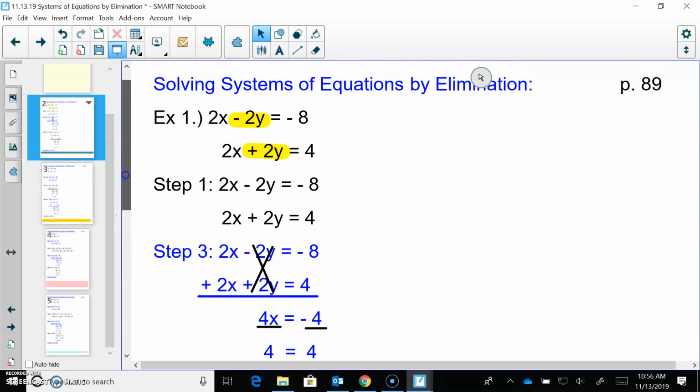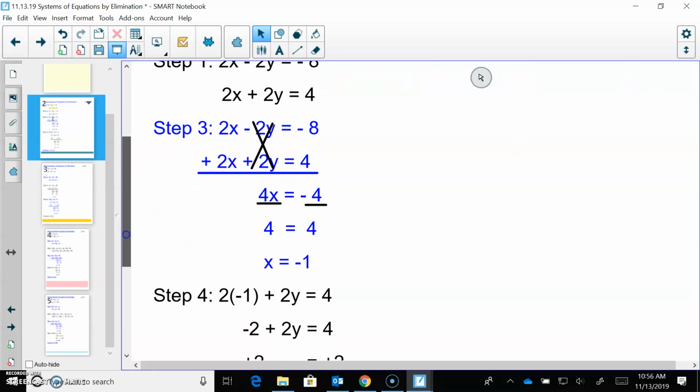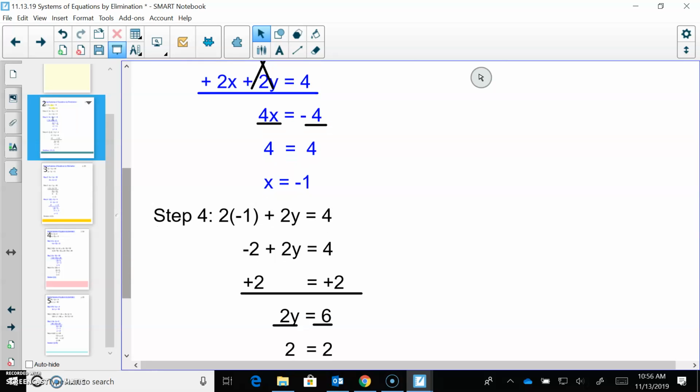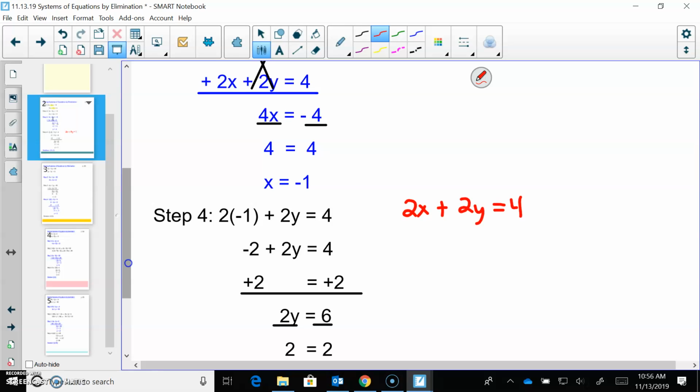So at the top, I believe I chose the second equation, 2x plus 2y equals 4. As you look out to the side here, it was 2x plus 2y equals 4. So all I did for step 4, instead of x, I substituted what x was, which is negative 1, plus 2y equals 4. From there, as you can see, I multiplied 2 times negative 1 to get negative 2, brought down the 2y equals, and then brought down the 4.